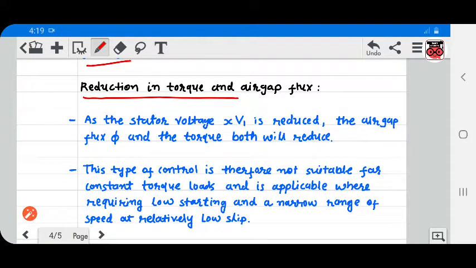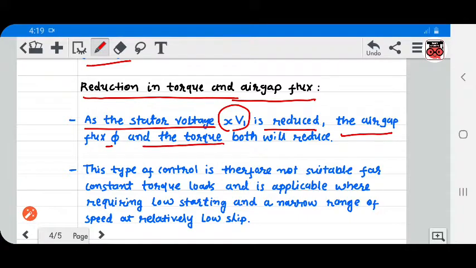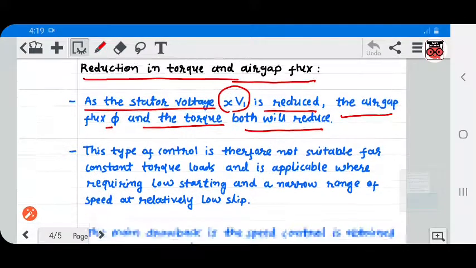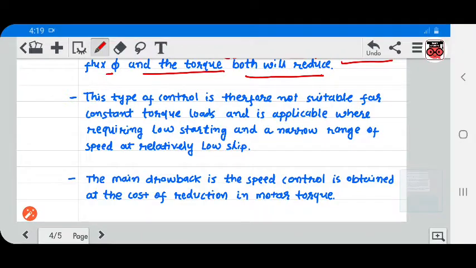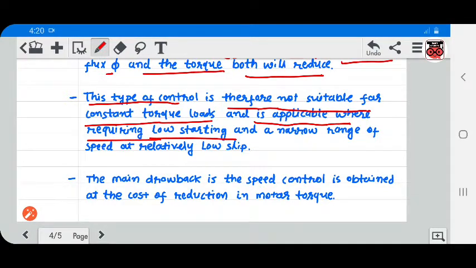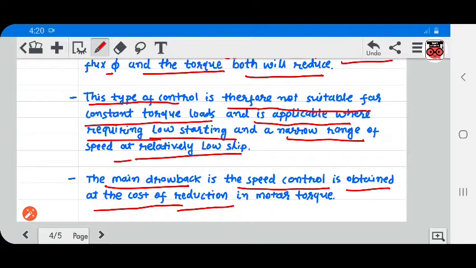Reduction in torque and air gap flux: as the stator voltage XV1 is reduced, the air gap flux phi and torque both will reduce. This type of control is therefore not suitable for a constant torque load and is applicable where low starting torque and a narrow range of speed at relatively low slip are required. The main drawback is that the speed control is obtained at the cost of reduction in the motor torque.